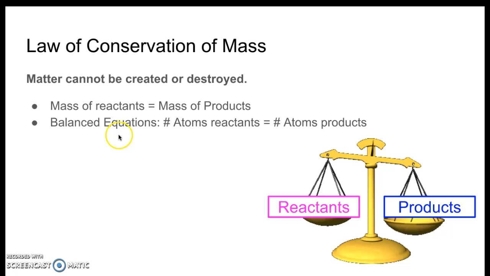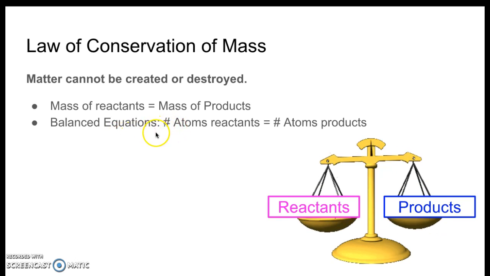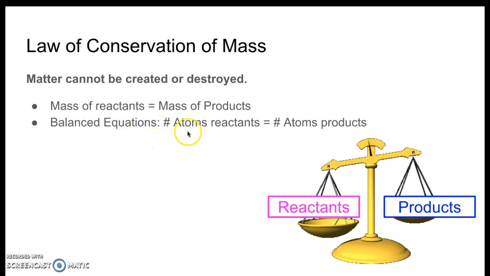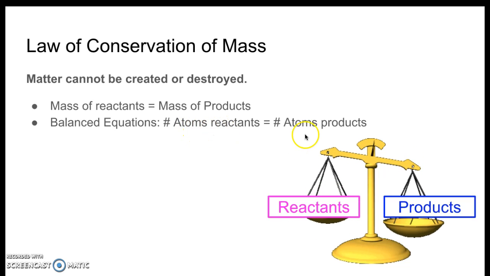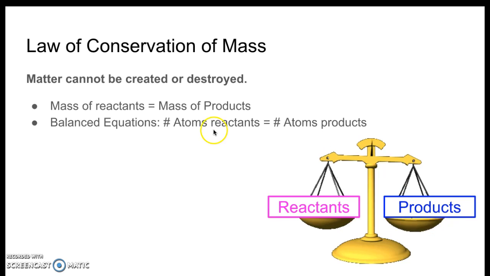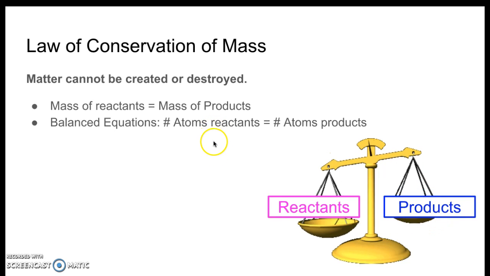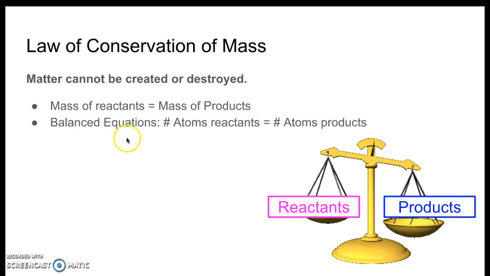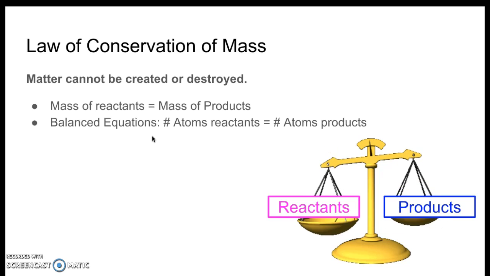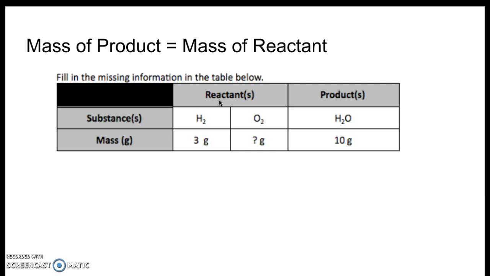The other thing is, since we are not creating or destroying matter, and atoms are matter, then the number of atoms on the reactant and product sides needs to be the same. Meaning that if on your reactant side you have 12 carbon atoms, you should have 12 on the product side. And that's the basis for balancing equations. So let's take a look at the first understanding of the law of conservation of mass, that the mass of reactants and products must be the same.